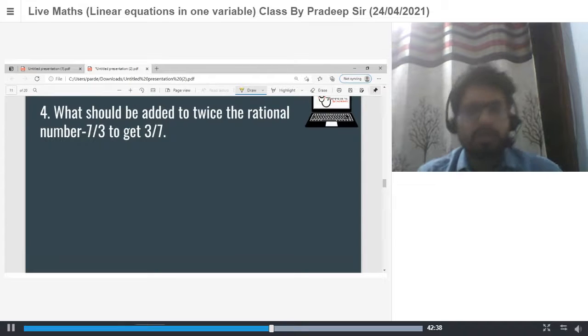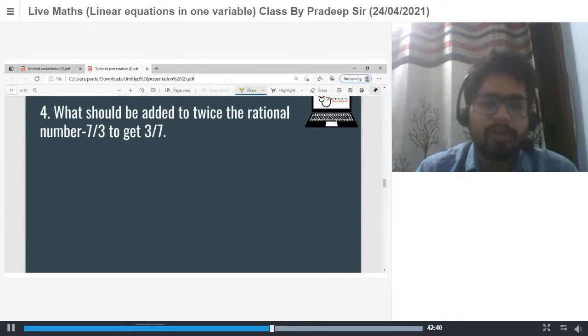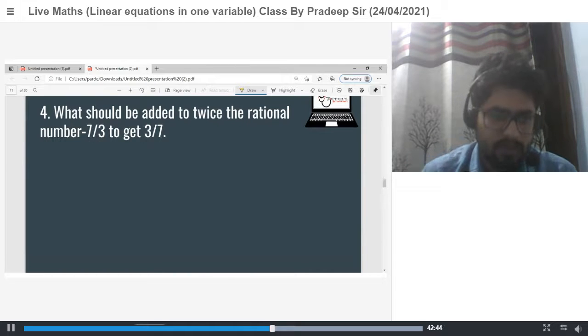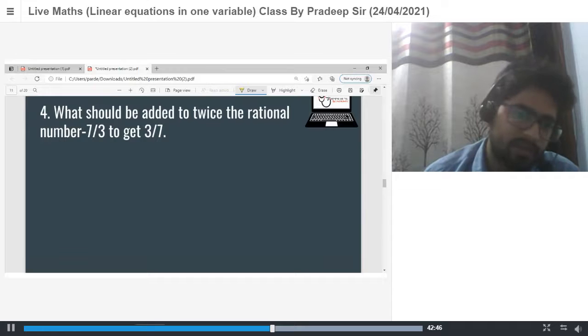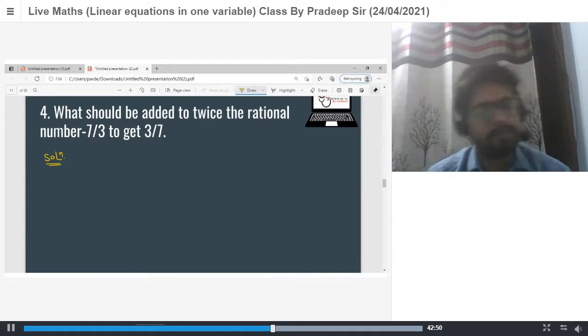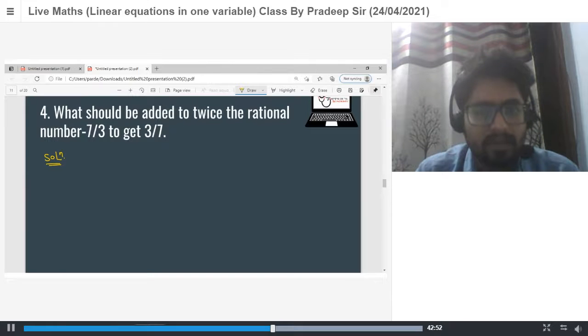Now this is your word problem. Word problems are very important too. So first of all, read it carefully. What should be added to twice the rational number this to get 3 by 7?